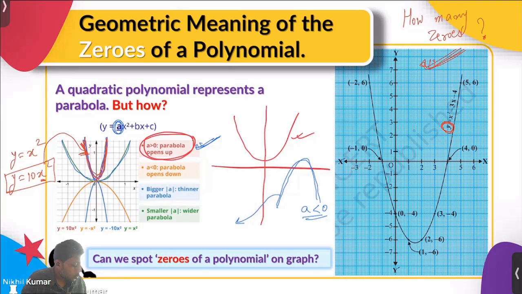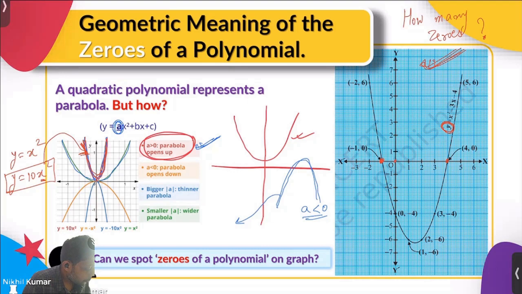See, y is 0 here. So at this point y is 0, at this point y is 0. There are two zeros of the polynomial. In fact, you can find out what exactly those two zeros are looking at this graph.